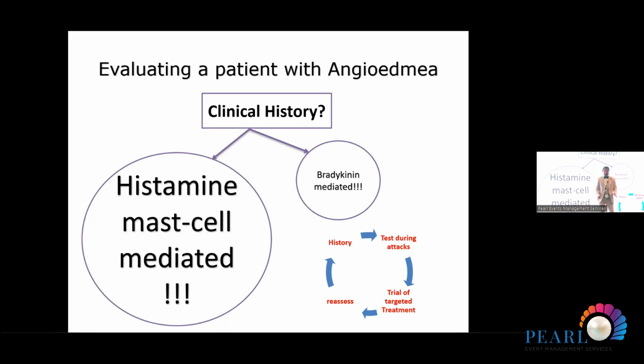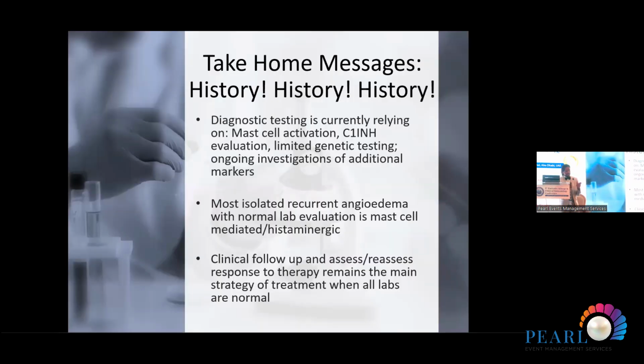So sometimes you need to do a test when they have an attack. And we've done that many times, and we actually identified low C4, for example, if you manage to get C4, and that's what gave us the answer. Sometimes you have to try a treatment, see if that's going to work on them or not. And that's again a trial, obviously, that's led by immunologists, and reassess. And of course, the history is the key. So I think the key message from setting the scene today is history in hereditary angioedema. That's kind of the key to diagnose hereditary angioedema.